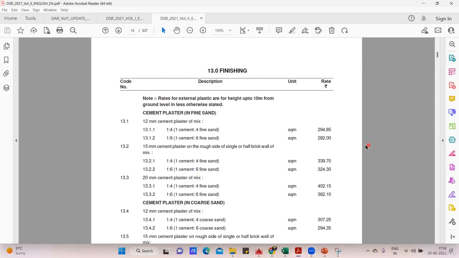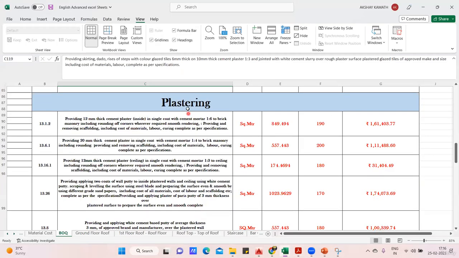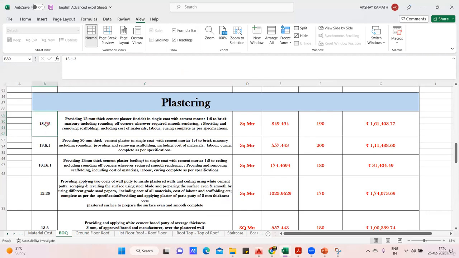So in this lecture, we'll see the finishing activities now. In the finishing activities, we'll be having the plastering quantity first. For the plastering, we have three different plastering, right? One is outside plastering, which we have done. We have done the inside plastering. Then there will be a ceiling plastering. So three plastering, three different specifications we have. First, I'll go with 13.1.2.